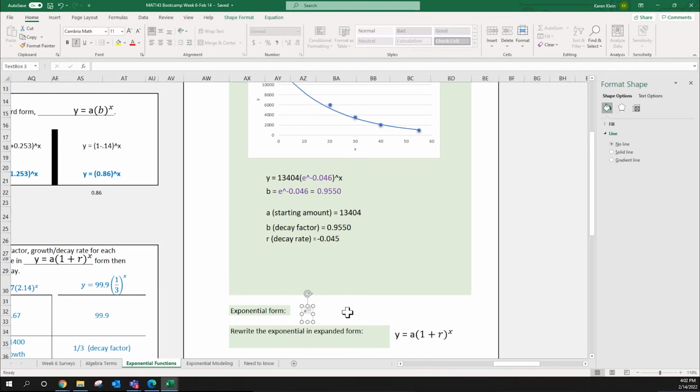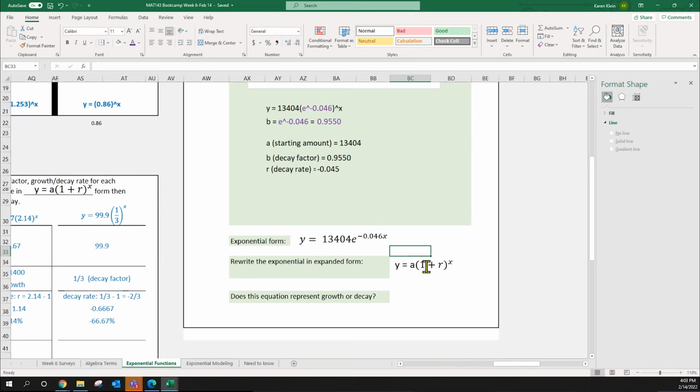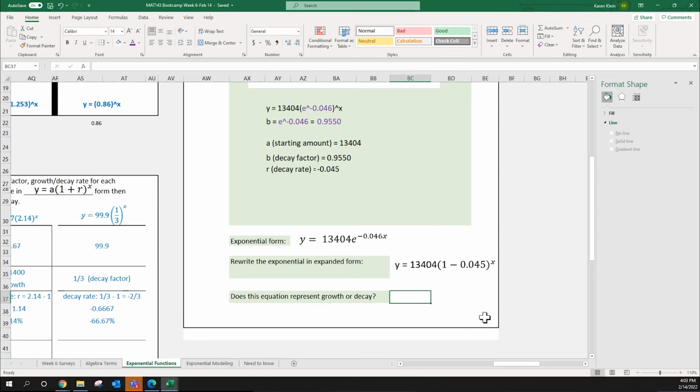So we have e to the negative 0.046x. And again, we can expand the size of this. We have 13,404 in front of that, and we have y equals. So that's how I can write that in exponential form. You can also copy this and just copy it down. Now to write this in that expanded form, we still have that 13,404. Our R value is negative, so it's going to be 1 minus 0.045, and that's raised to the power x. And we've all determined that this is decreasing, so this represents an exponential decay.